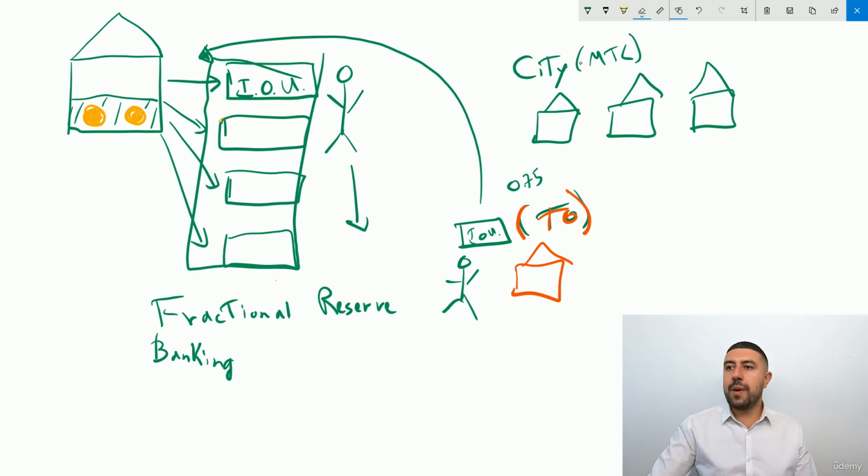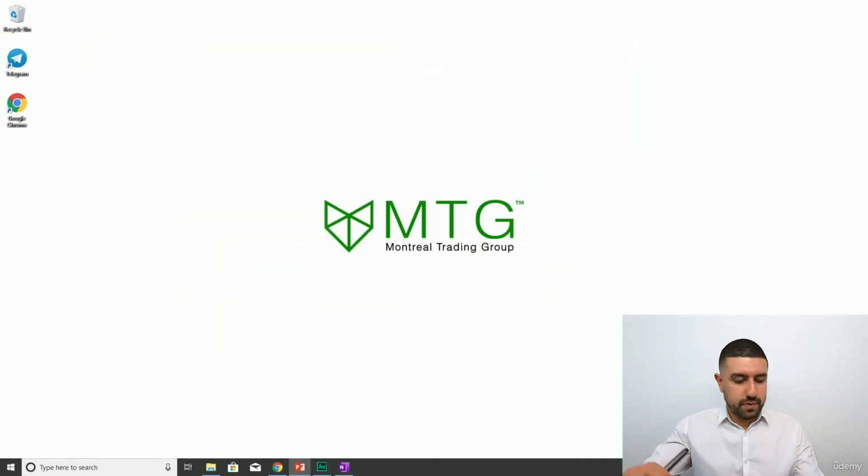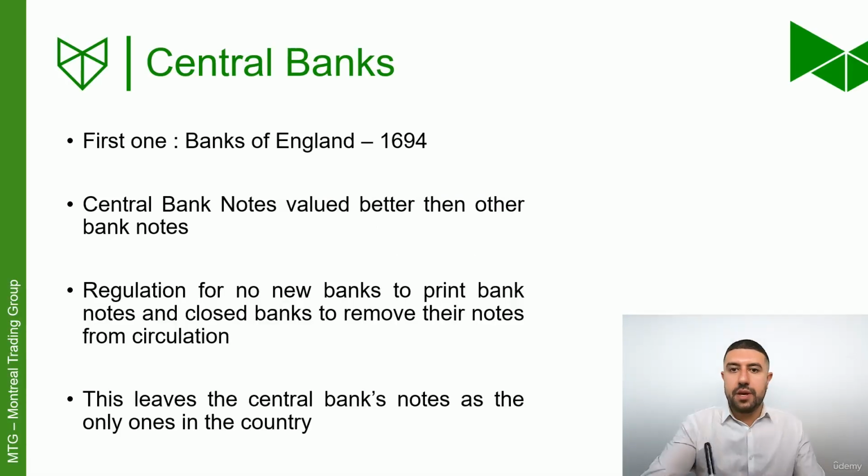Okay? So what happened is we started having central banks. And the first central bank that came along was in England. Okay? So it was in 1694, and that was the Bank of England. So a central bank is basically a bank that comes along and says, okay, all you other small local banks, no more of that. No more IOUs from each of you. Okay? From now on, no new banks are allowed to open. And old banks, when they close, they're done. We have to remove their IOUs from circulation.